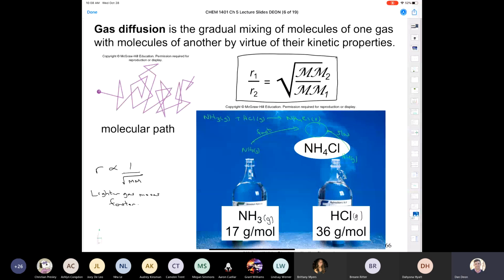And so the cloud is closer to HCl. All right, so that's gas diffusion.